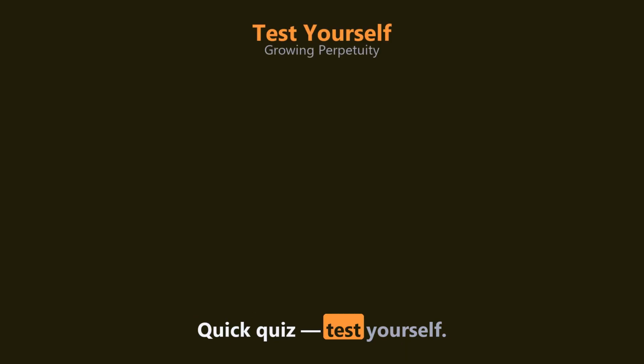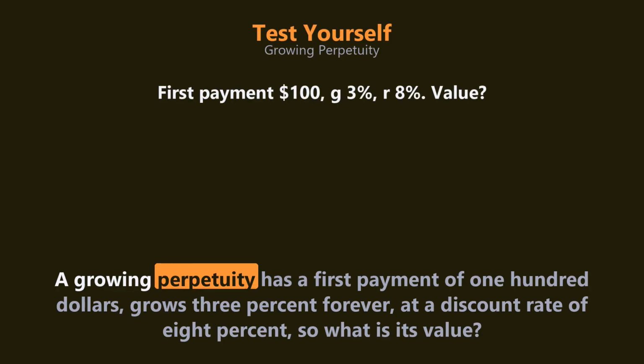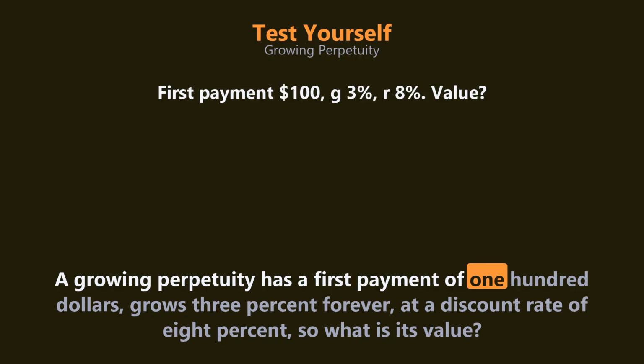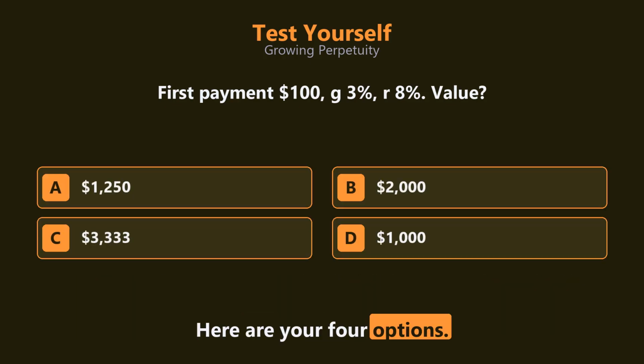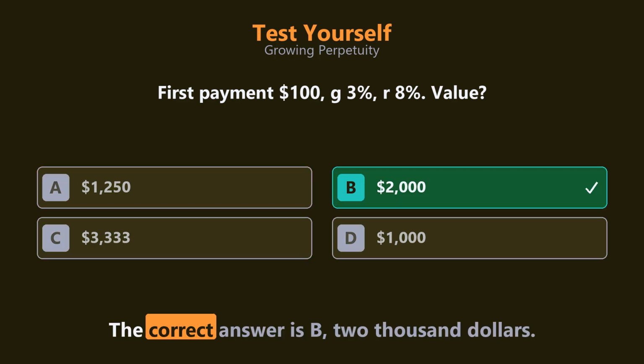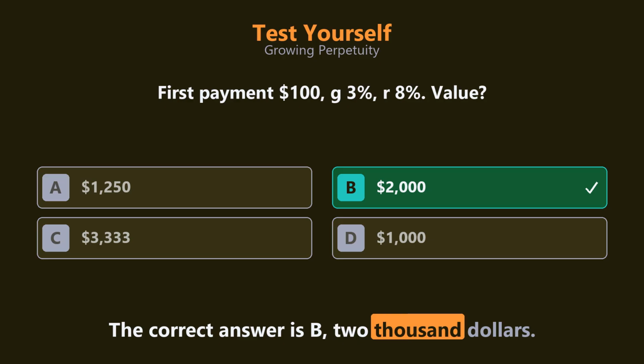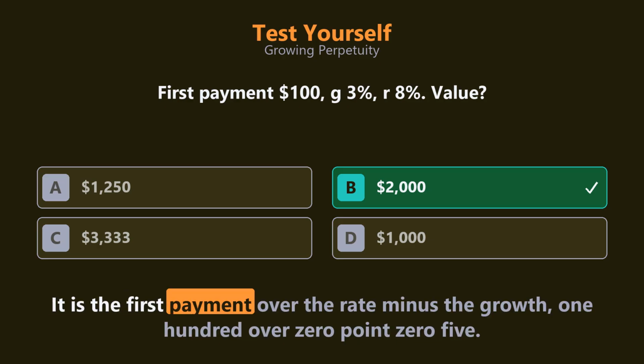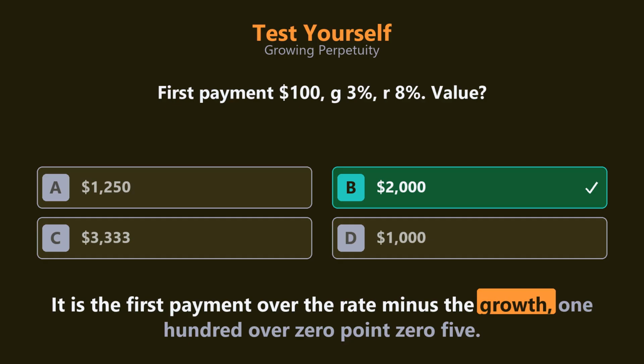Quick quiz, test yourself. A growing perpetuity has a first payment of $100, grows 3% forever, at a discount rate of 8%, so what is its value? Here are your 4 options. Pause the video and solve it now. The correct answer is B, $2,000. It is the first payment over the rate minus the growth, 100 over 0.05.